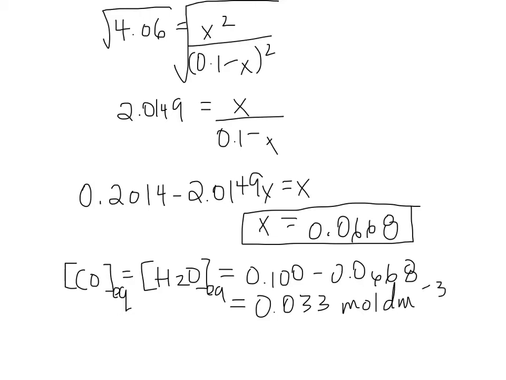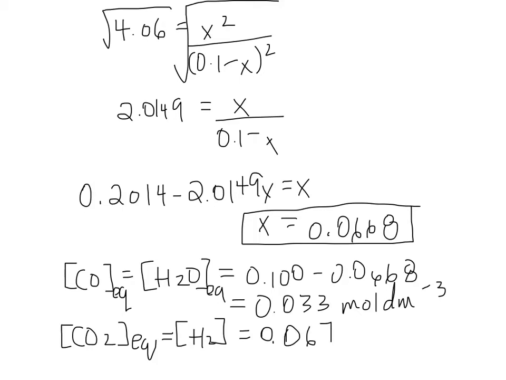And then CO2 at equilibrium is the same as H2 at equilibrium. Those are just X, so they are going to be 0.0668, or let's just round it to 0.067 moles per decimeter cubed.